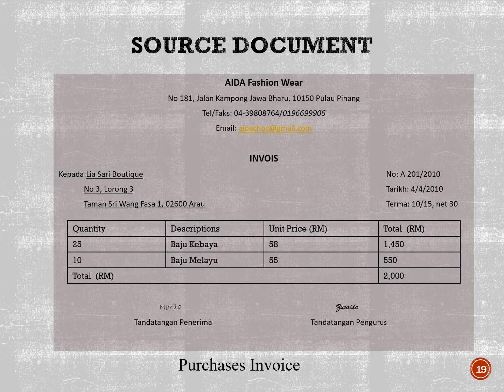Okay, this is the example of source document. So kalau you tengok dalam soalan, memang company ni ada beli dekat Aida Fashion Wear. So this is the purchase invoice. Apa tu purchase invoice? Invoice ni seller yang orang yang kita beli akan bagi dekat kita sebagai bukti pembelian yang kita ada beli dekat dia.